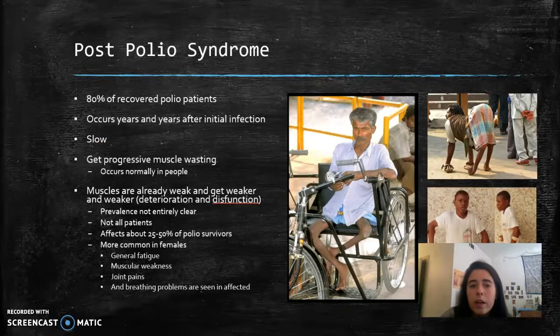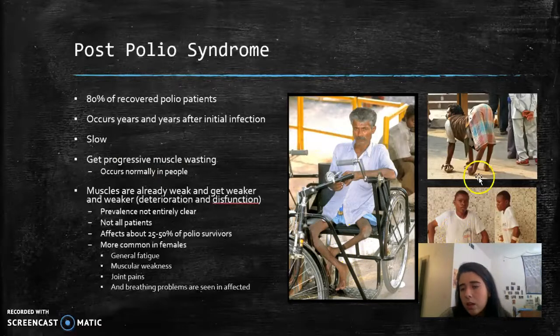Post-polio syndrome can occur in about 80% of recovered polio patients, and it occurs years and years later, like 15 to 40 years after the initial infection. It's very slow, and it's progressive muscle wasting. Although this occurs normally in people via aging, your muscles are already weak, and they get weaker and weaker, which causes deterioration and dysfunction, like in this man here, and this man here. And this is one of the severe cases here.